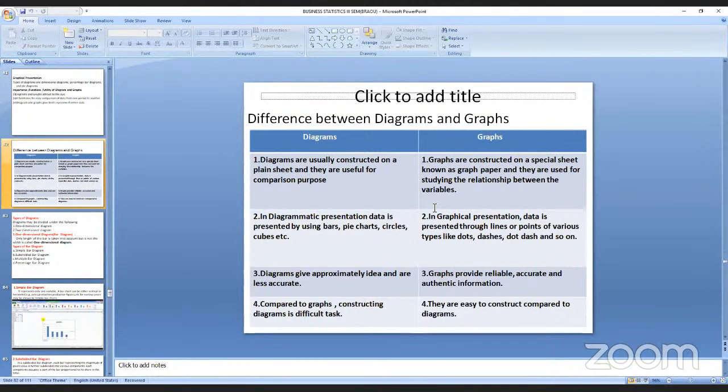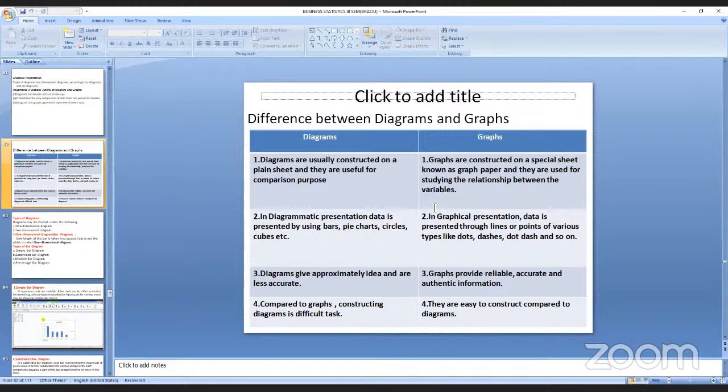Khatija? Yes, ma'am. Tell me, first point. Give me explanation. Diagrams are usually constructed on a plain sheet and they are useful for comparison purpose. Graphs are constructed on a special sheet known as graph paper and they are used for studying the relationship between the variables. So now you got x-axis and y-axis.